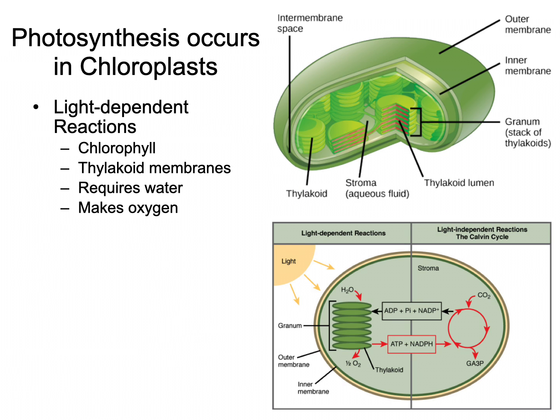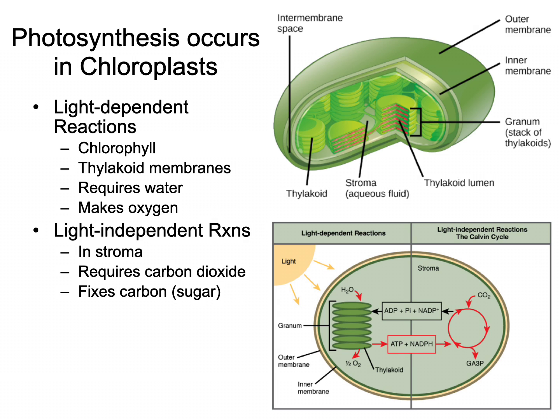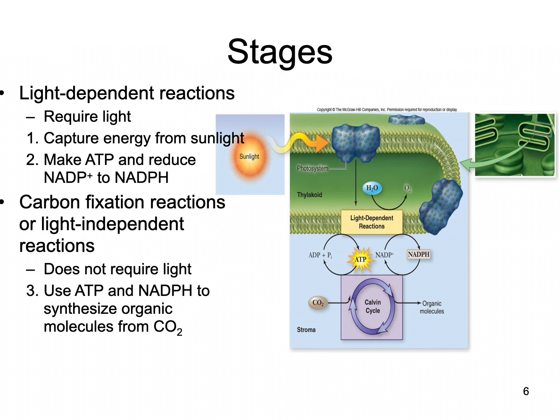Okay, so photosynthesis occurs in chloroplasts. The light-dependent reactions occur in the inner membrane, in the thylakoids, and in the stacks of thylakoids called grana. These light-dependent reactions require water, and they make oxygen. Then the light-independent reactions, or Calvin cycles, occur in the fluid-filled areas around the stroma. These require carbon dioxide, and they use the ATP and NADPH made in the light-dependent reactions. Those light-dependent reactions then are providing the energy for that Calvin cycle.